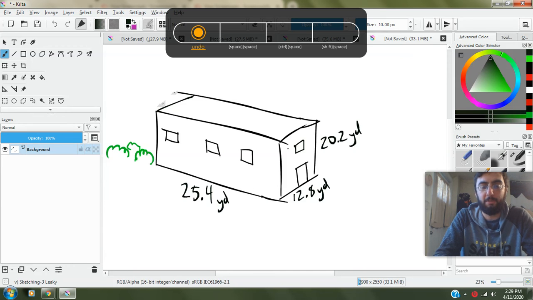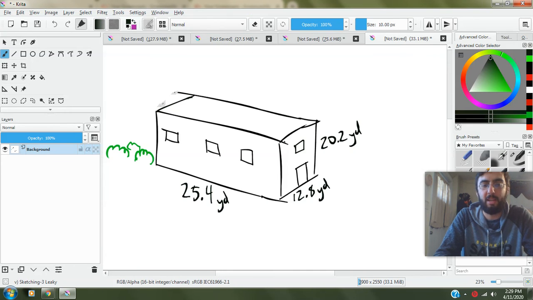You can see these are fractional as well. So fractional does not necessarily mean it has to be a fraction. Fractional just means it's not quite a whole. So we have 25.4, 25 and 4/10. We have 12 and 8/10. We have 20 and 2/10. So these are not whole numbers, but this is something that could happen. So we're working with yards this time.